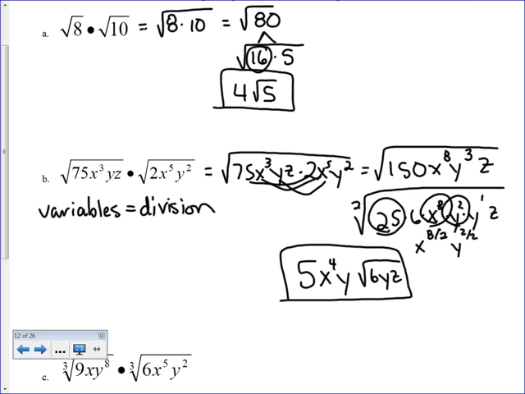How did I know the z was already simplified? The exponent's less than the index. So that means the whole thing is just going to carry through. I can't take it out. It's already simplified. Questions?